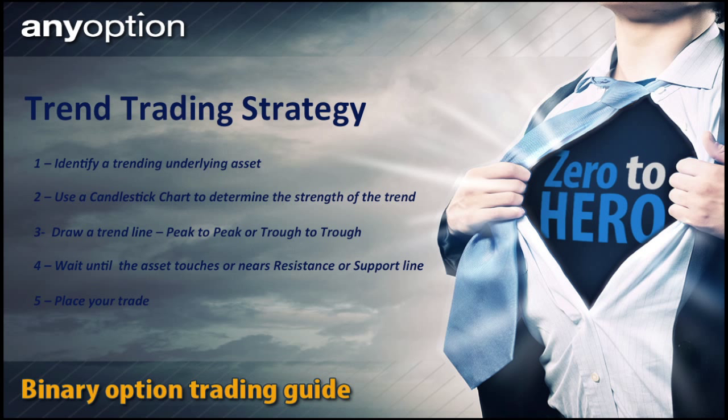First, we must identify a trending underlying asset. Then, using candlestick charts, we determine the strength of the trend, and we also identify lines of resistance and support. We then draw a trend line from peak to peak or trough to trough, depending on whether the underlying asset is on an uptrend or a downtrend. We then wait until the asset touches or nears resistance or support lines, depending on the direction of the trend, and we then place our trade.